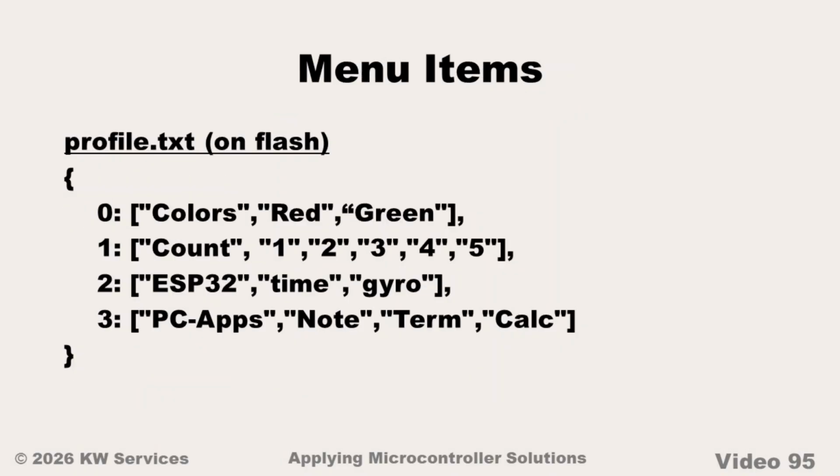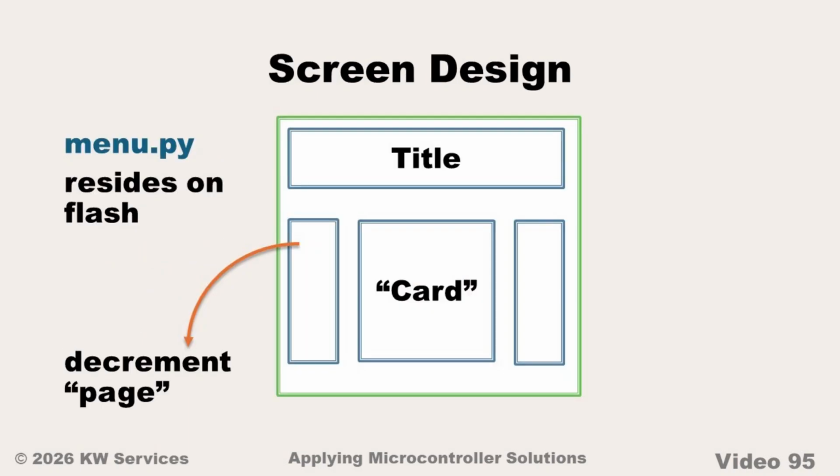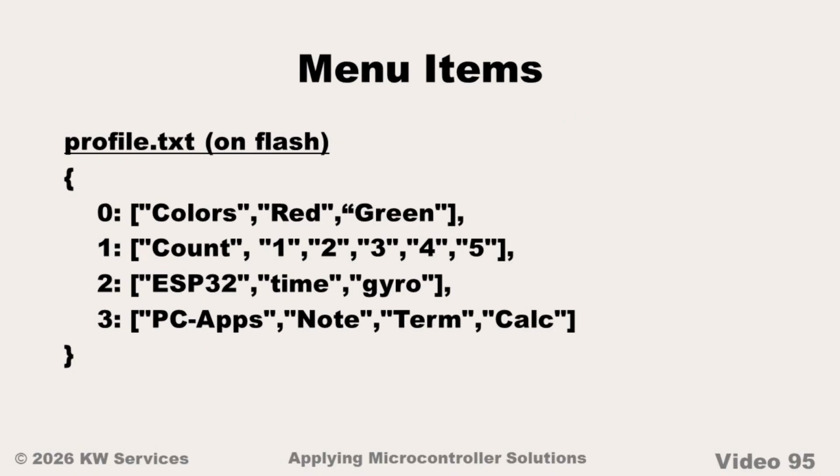The first integer is the page number. As you change the page number, the latest menu is inserted into the screen's title, and each menu item becomes a labeled button in the card screen area. To the left and right side of the card are navigation buttons that decrement or increment the current page number. The first item in the list is the title, and the items that follow are the button menu items.